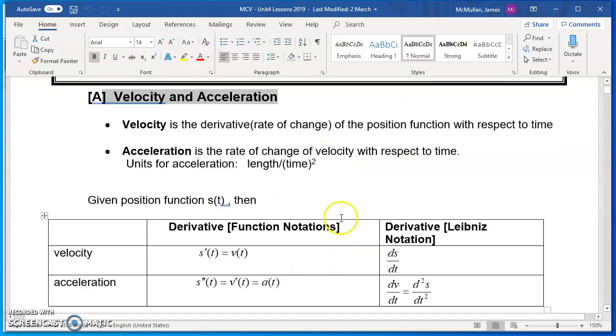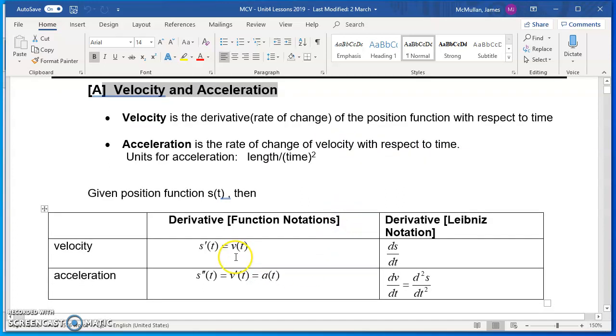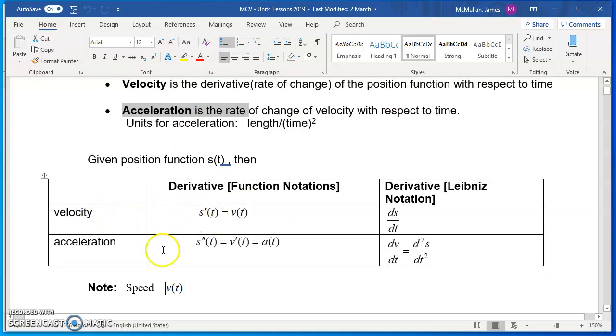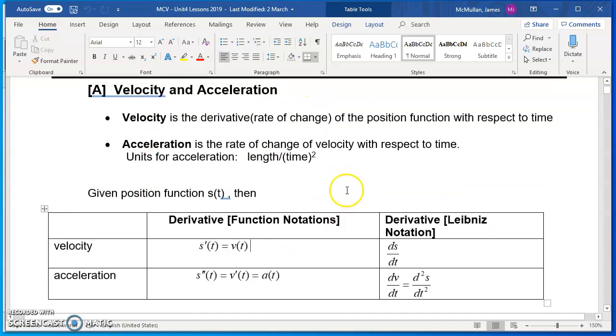So if there's a function that represents an object's position at any given time, then if you were to analyze the rate of change of that, you would find the object's velocity. If you analyze the rate of change of velocity itself, you get acceleration. So it's kind of like you have the position function, which is s of t, then your velocity would be s prime, and your acceleration would be s double prime. Basically just continuing to analyze the rate of change of each function.